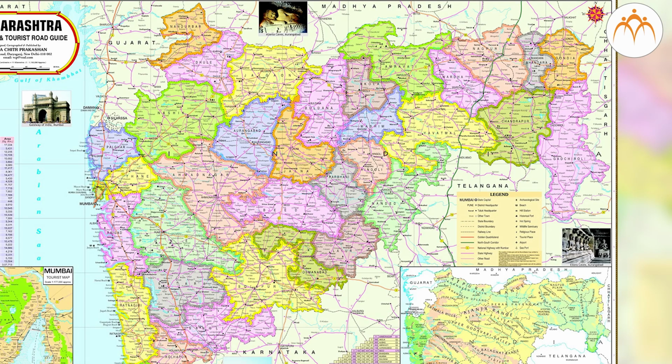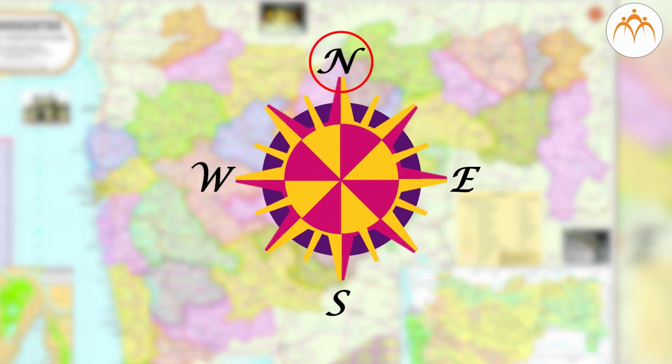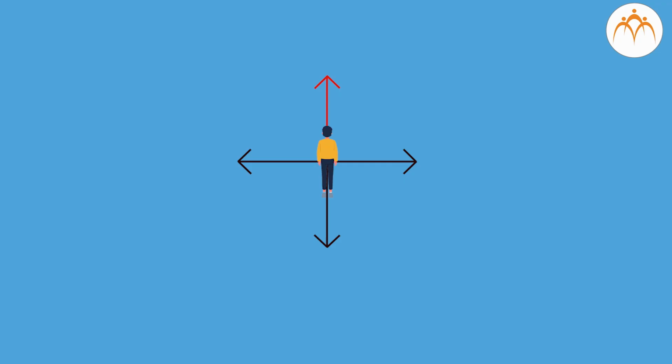You have seen quite a few maps. The north is always indicated by an arrow on the map. That helps us to identify the other three directions. How is it possible? It is quite easy. The arrowhead points upwards, indicating the north. The direction opposite to it is the south.